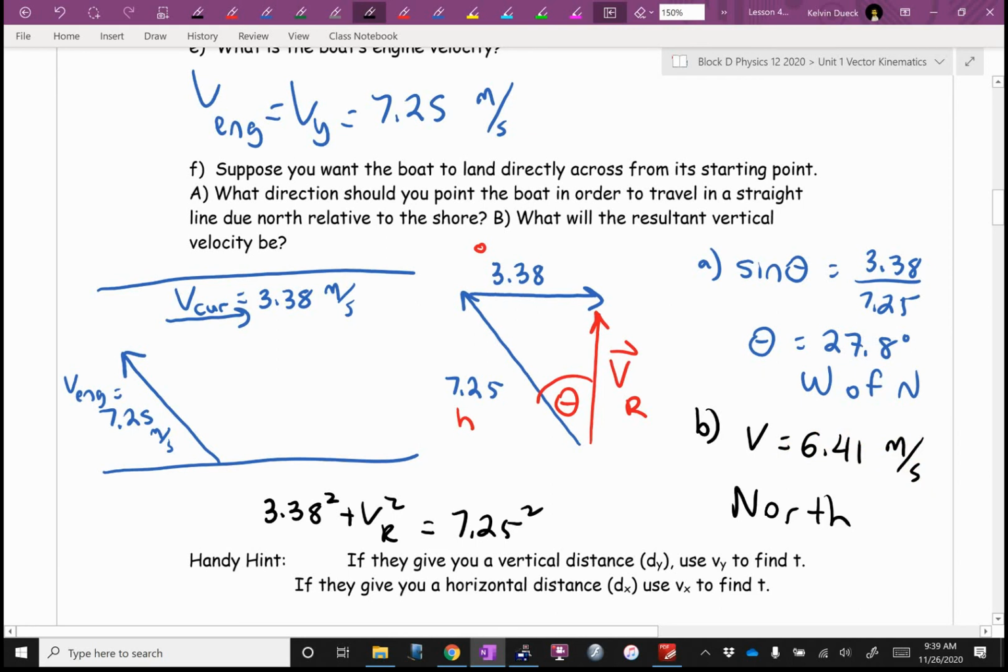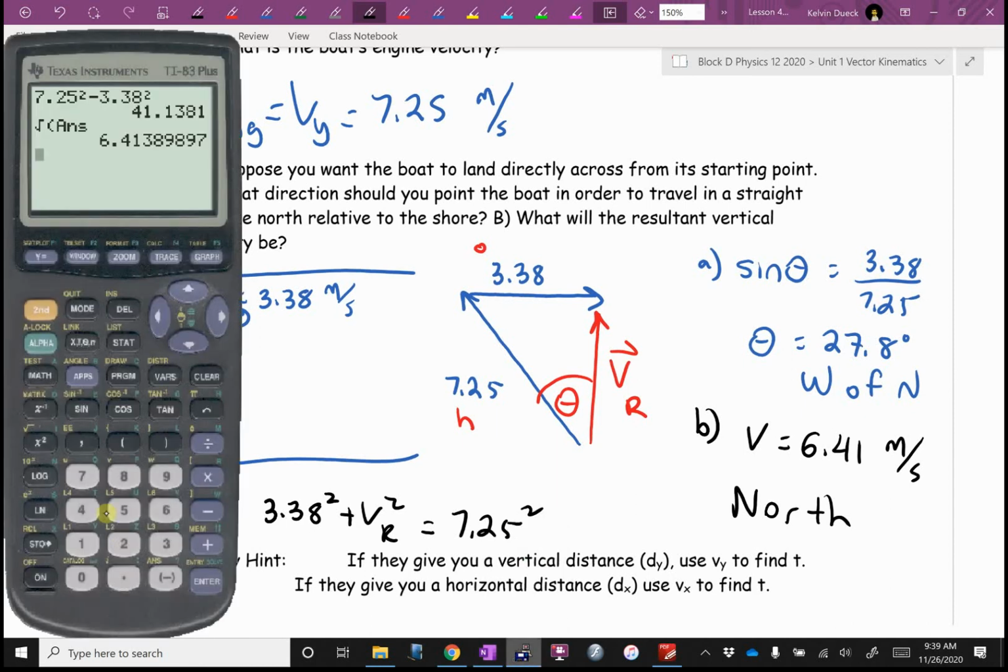How long would that take to get across? Well, the nice thing is, McKenna, this 6.41 is a Vy. It's in the vertical direction. So I could just go 256 meters divided by the answer. It'll take a little longer. What was the other one? 35.3 seconds, I think? 39.9. But we're not having to walk 120 meters to get back to where we wanted to go.